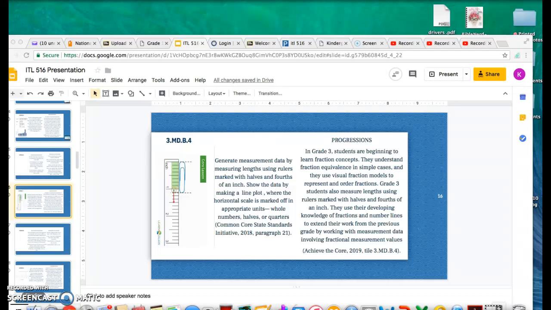Our next progression standard is 3.MD.B.4. Generate measurement data by measuring lengths using rulers marked with halves and fourths of an inch. Show the data by making a line plot where the horizontal scale is marked off in appropriate units: whole numbers, halves, or quarters. A line plot is one way to record data on a number line.